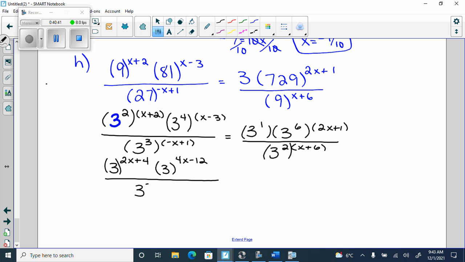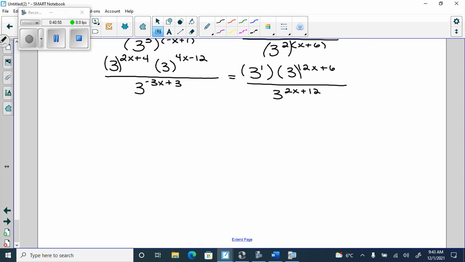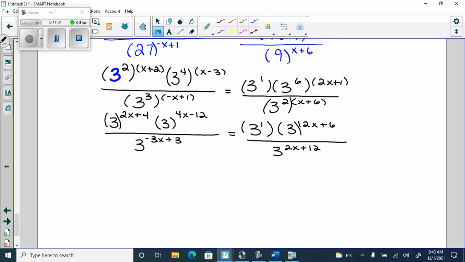over 3 to the negative 3x plus 3, equals 3 to the 1, 3 to the 12x plus 6, over 3 to the 2x plus 12. The tops together. So I'm going to get 3 to the 6x minus 8 over 3 to the negative 3x plus 3 equals 3 to the 12x plus 7, if we add exponents, over 3 to the 2x plus 12. And now what do we have to do with the exponents?